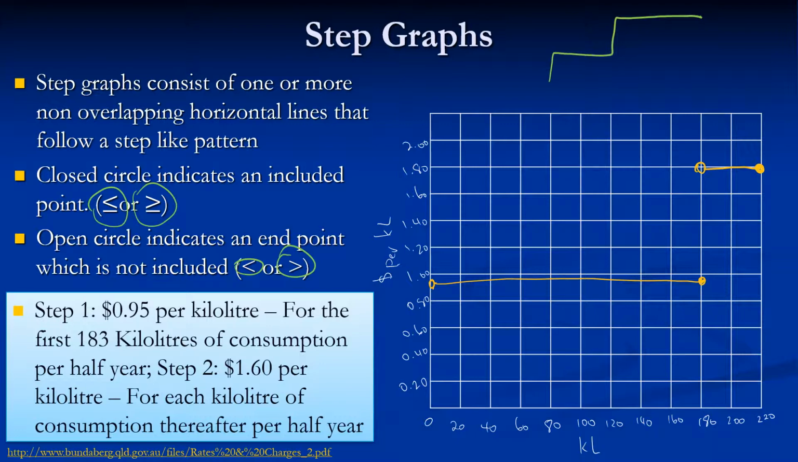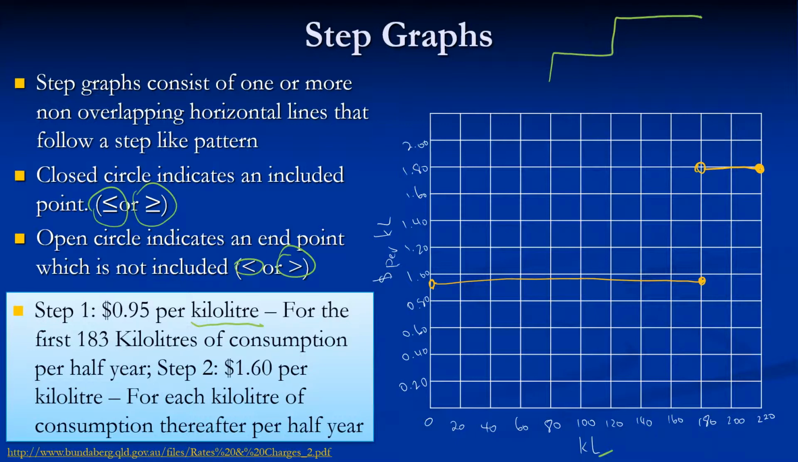So if I had a look at, for example, Bundaberg's water rates, there's two steps to it. There's 95 cents per kilolitre for the first 183 kilolitres for every 6 months, and then $1.60 per kilolitre for every kilolitre of consumption thereafter per half year. So what we've got here is a step graph to represent that. You can see that on the bottom axis, the x-axis, I've got the kilolitres. So here's our information here, so it's per kilolitre.